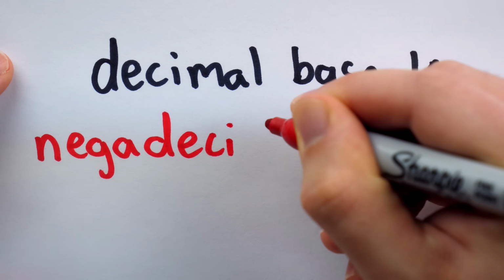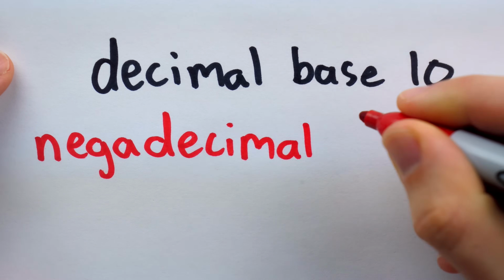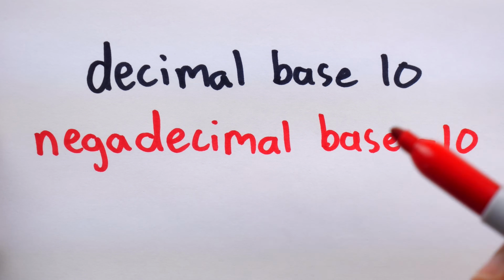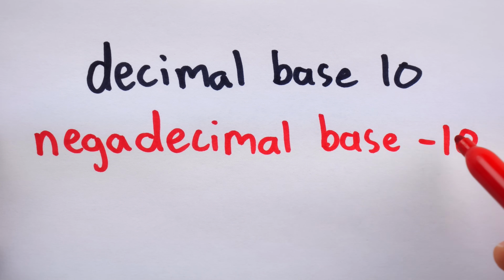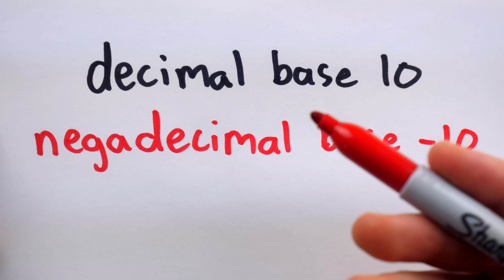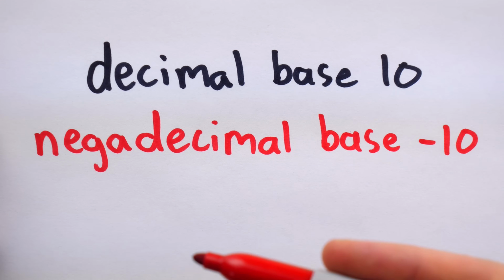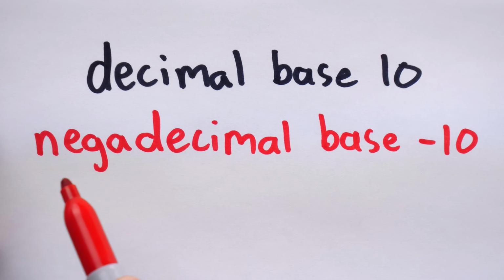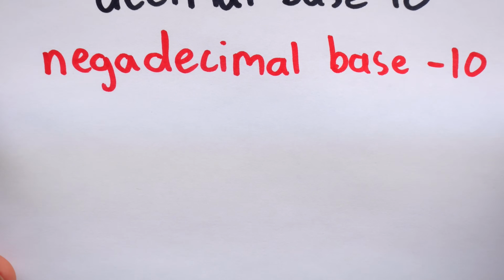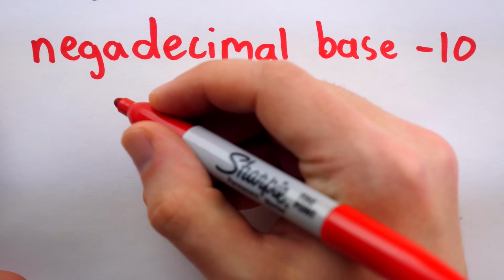Negadecimal system, which is base negative 10. With a real lark of a system like this, the negatives are basically encoded in the base system itself, and it's not going to be necessary to use negative signs to represent negative numbers. In fact, we'll be able to express positives and negatives alike without a single negative sign. Let's see an example of the incredible negadecimal system in action.